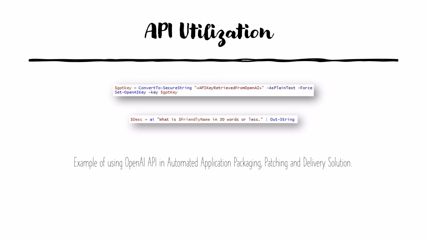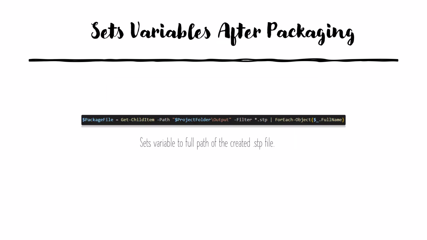After the application packaging has completed, I simply grab the full path to the output of the package. In this instance, it's a .stp for the application container. If you're using your own solution, maybe that would be a .appv or MSI or MSIX or something.